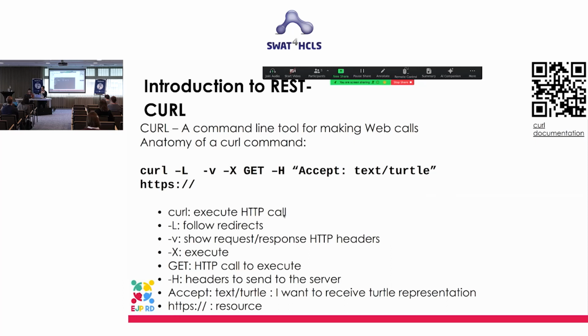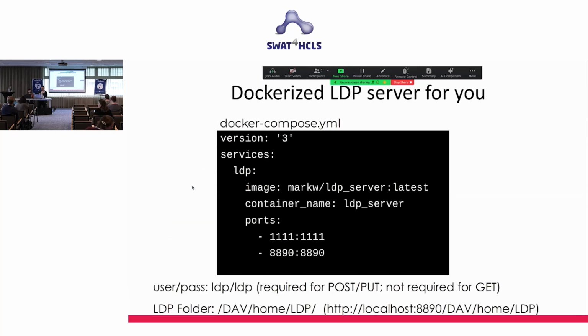Then -H is the headers, what I told you earlier, that you could say, okay, I want to get exactly text/turtle, not an HTML or JPEG, only turtle, please. And then the resource that you're trying to access would be the last part. So in this example, it's not filled, but it could be wherever you want. So we have a server running right now, which is an LDP server. I will explain what that means in a second as well.